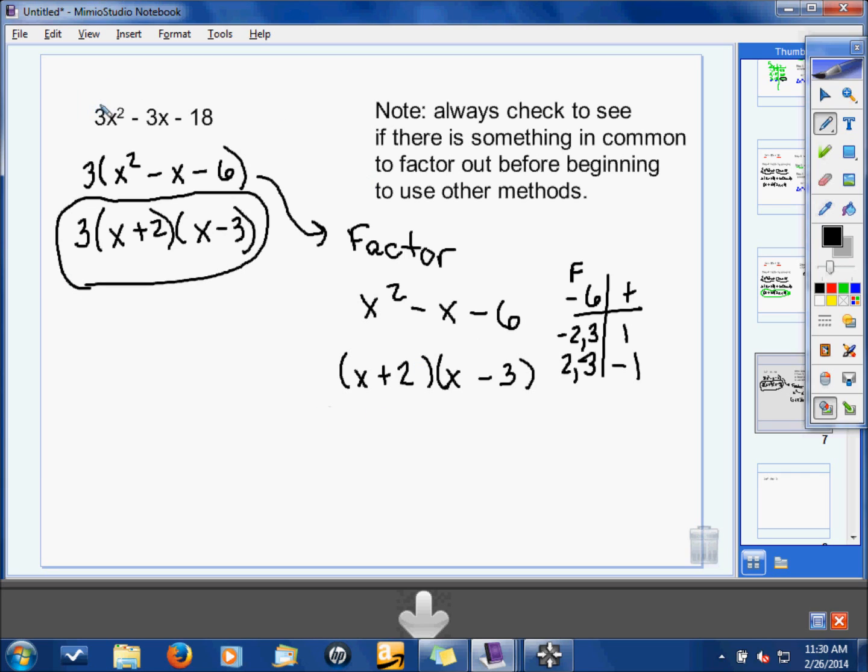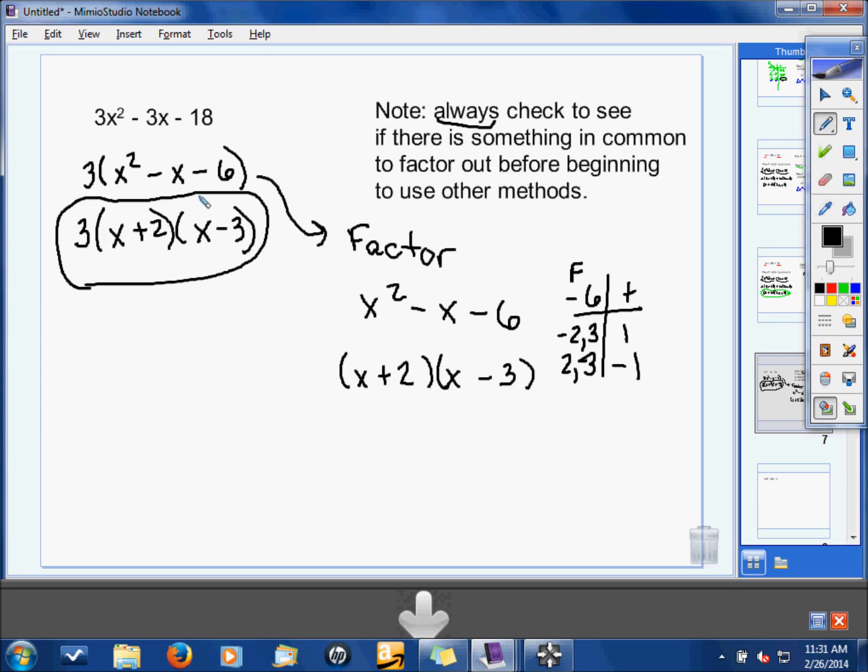Now that was much less work than if you had multiplied 3 and 18. As a matter of fact, if you multiplied 3 and 18 together and did all that work for that, you still wouldn't be factored completely, and you'd have to do another step at the end. So always, always, always check to see if there's something in common before you start going down those other roads.